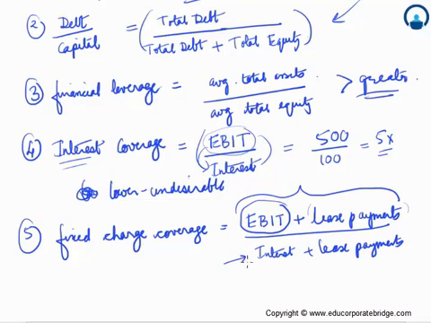Now in the denominator we have taken these two obligations, interest expense as well as the lease payments which are due. So when these two are added in the numerator and the denominator, this gives us the total fixed charge coverage. So this is better than the interest coverage, because interest coverage only limits itself to the debt holders. Here we are also talking about the obligations from the lease payments point of view.